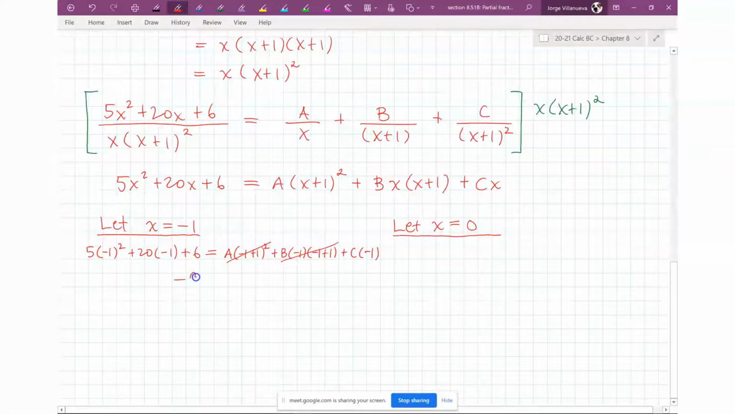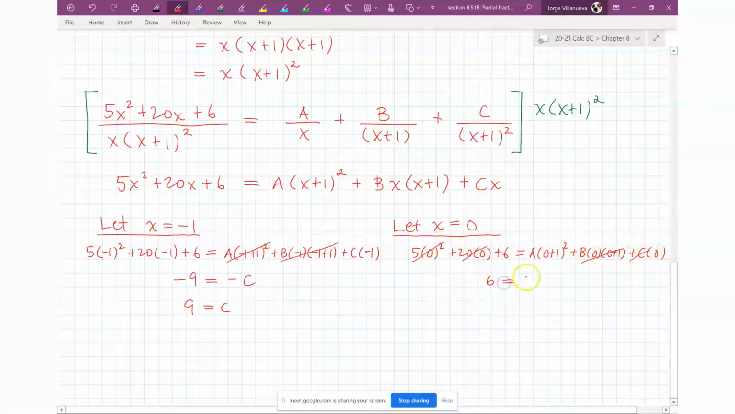That's negative. And then this will be a -c. So that means that c must be 9. So I figured out what c is. C has to be 9. Now, if I let x equal to 0, let's see what we get. 5 times 0 squared plus 20 times 0 plus 6 equals a times 0 plus 1 squared plus b times 0 plus 1 plus c times 0. Well, this all cancels. All I got is 6 equals a. So a is equal to 6.